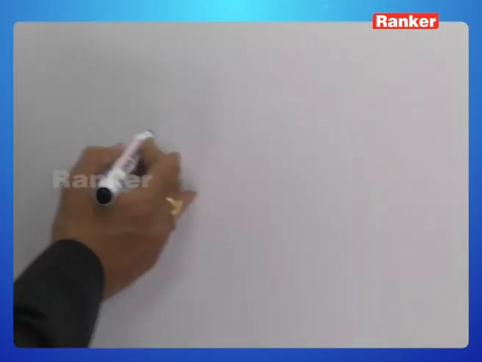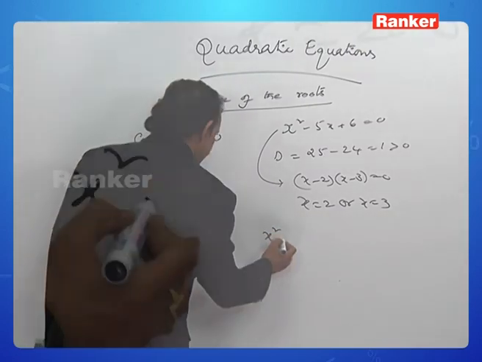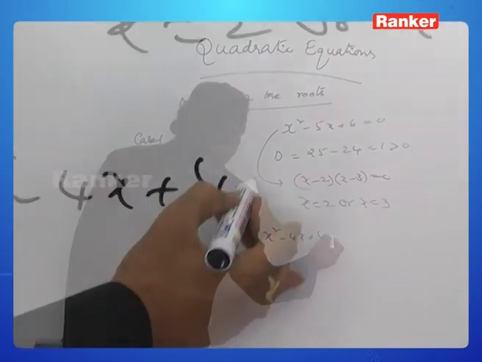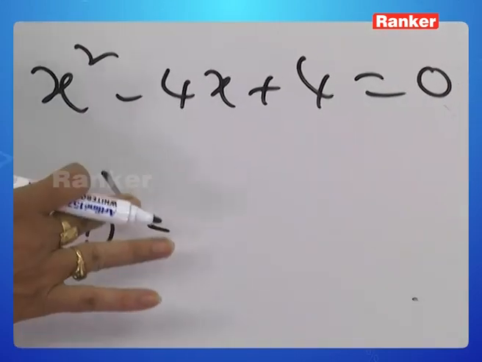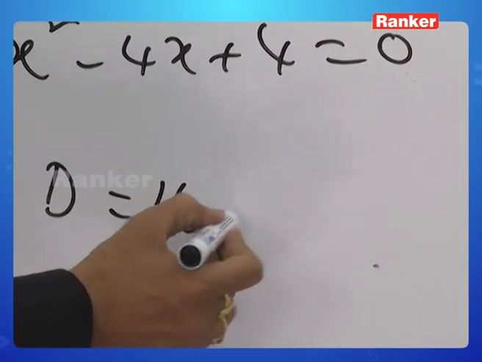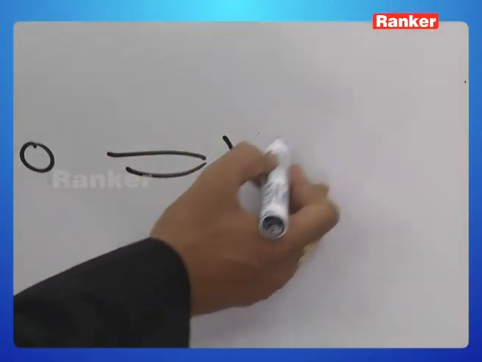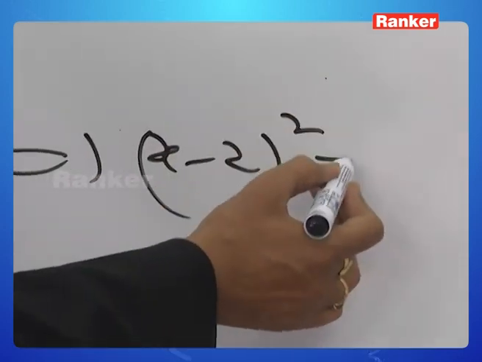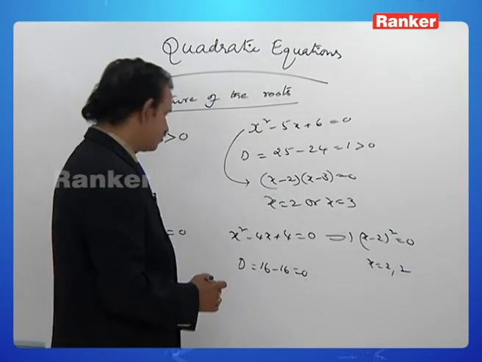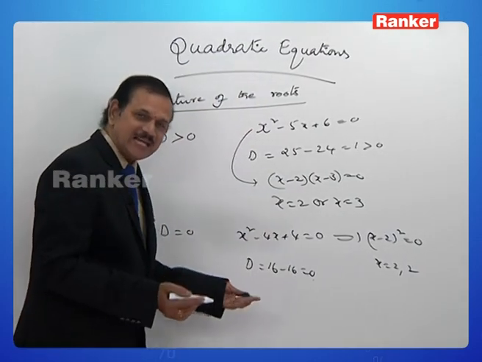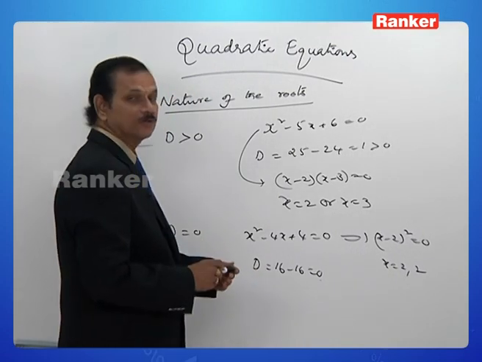Case 2, D is equal to 0. Let us observe this equation x square minus 4x plus 4 is equal to 0. What is the discriminant here? D is therefore equal to b square minus 4ac is equal to 0, and here it is just nothing but x minus 2 whole square is equal to 0, that is x is equal to 2 and 2. We have observed that the roots are real and equal. The roots are real and equal in this case, D is equal to 0.